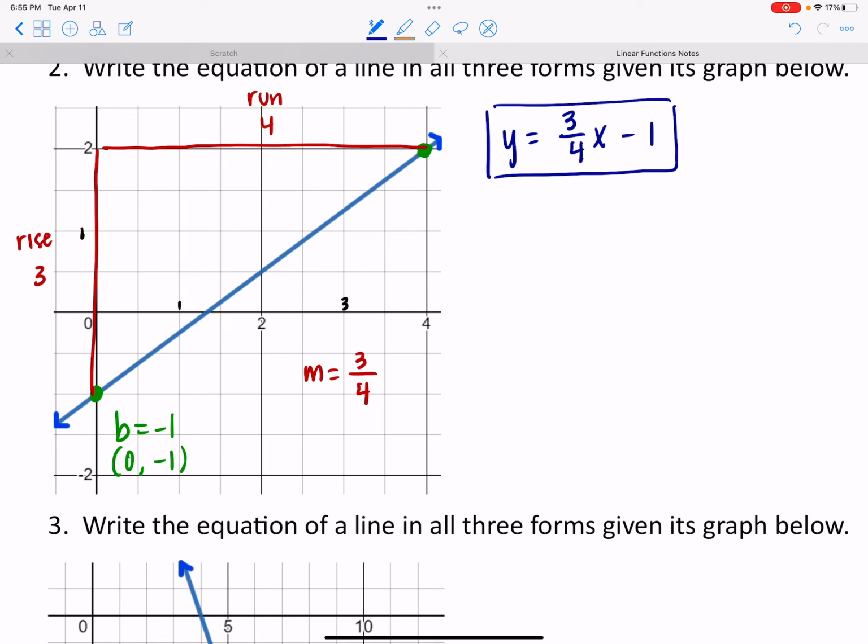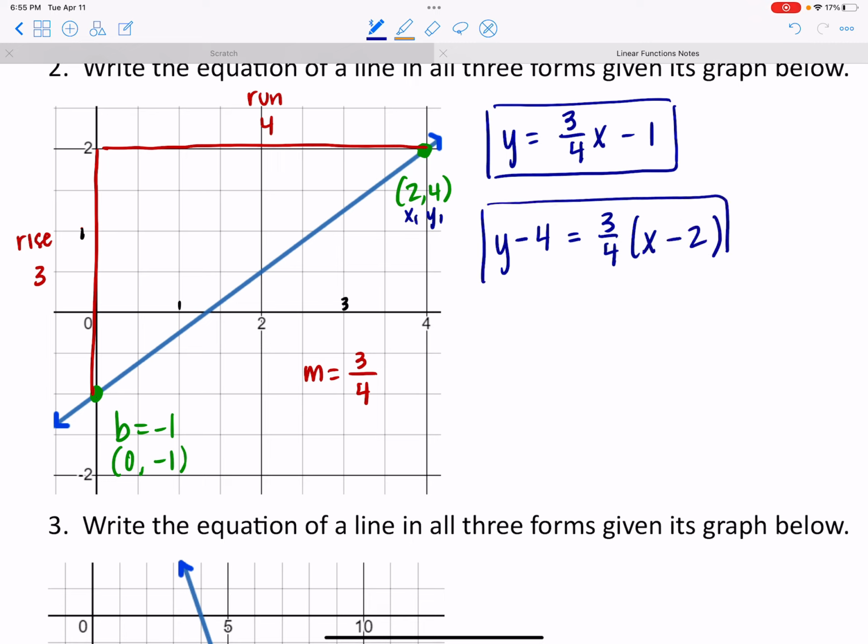I'm going to go ahead and choose to use my y-intercept, or actually, just for variety, I think I'll use this point here at 2, 4, although it doesn't matter. Any point would be fine. So I'm going to call this one x1 and y1. So I'm going to say y minus 4 is going to be equal to my m of 3/4 times x minus my x1 of 2. And again, it would not have been wrong to use the other coordinates. It would just be another form of our point slope form.